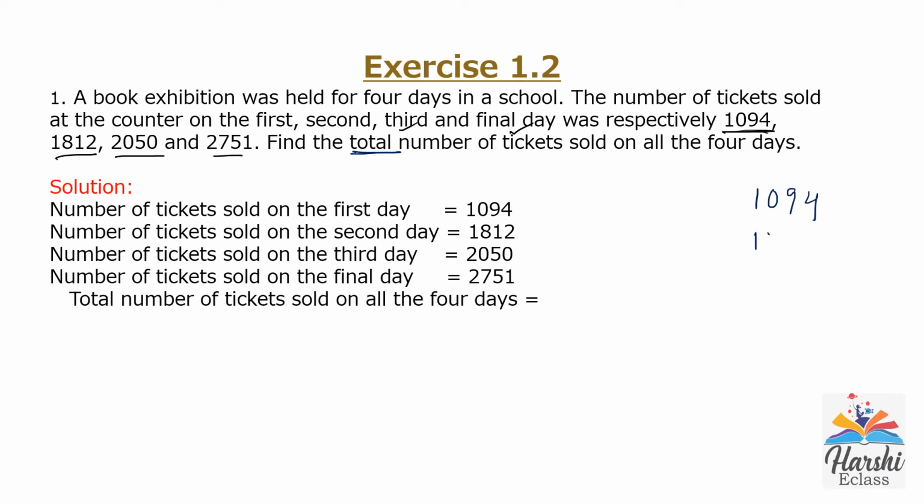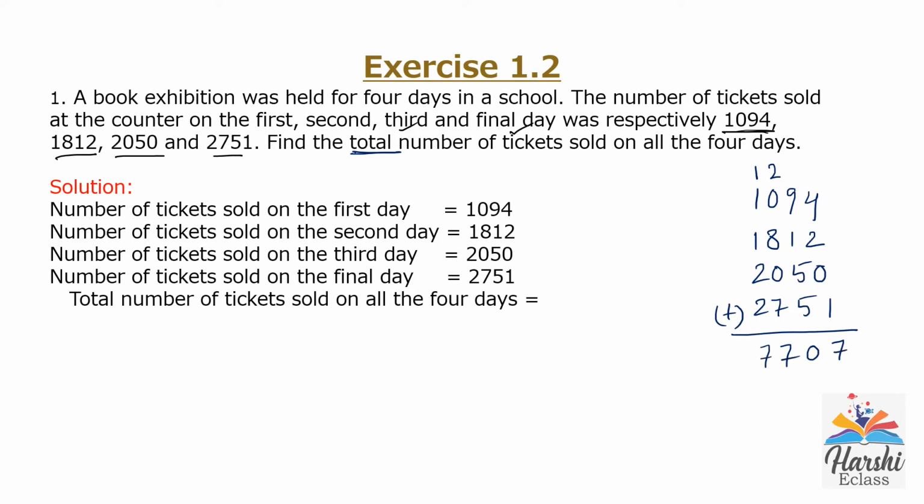1094, 1812, 2050, 2751. What we are doing? We are doing addition. 4 plus 2 6, 6 plus 1 7, 9 plus 1 10, 10 5 15, 15 plus 5 20. 0 will come here and 2 on the top of the next column. 2 plus 8 10, 10 plus 7 17, 7 and 1 will come here. 1 2 3, 3 plus 2 5, 5 plus 2 7.